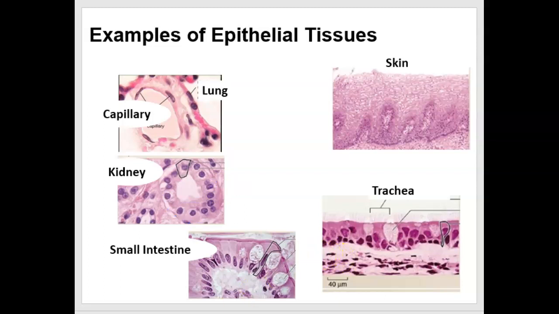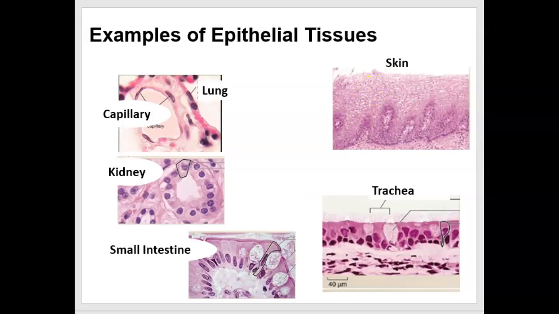Okay. The small intestine is lined by epithelial tissue. That's what we were looking at in a diagram before. And here is where the lumen is. Okay, that's where the space is. And you can see the goblet cells that are present. And you can see how the nuclei are all arranged in a row.